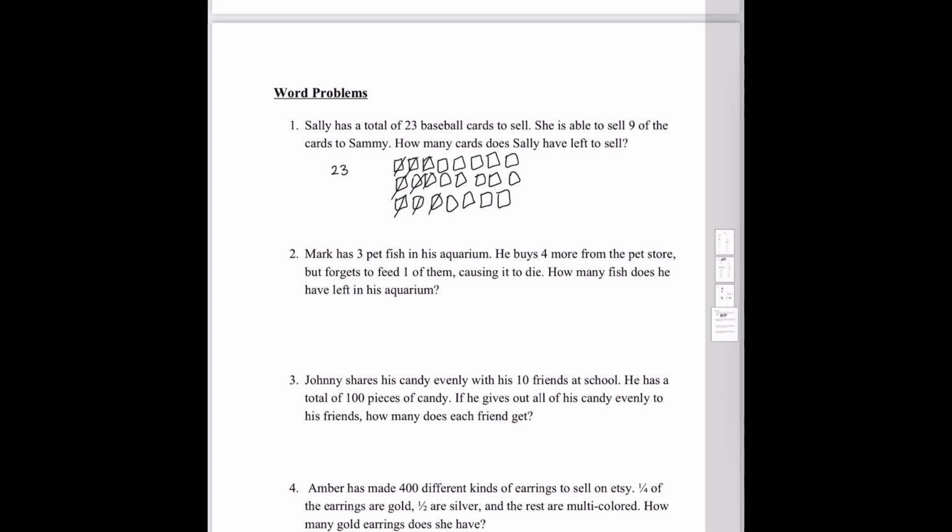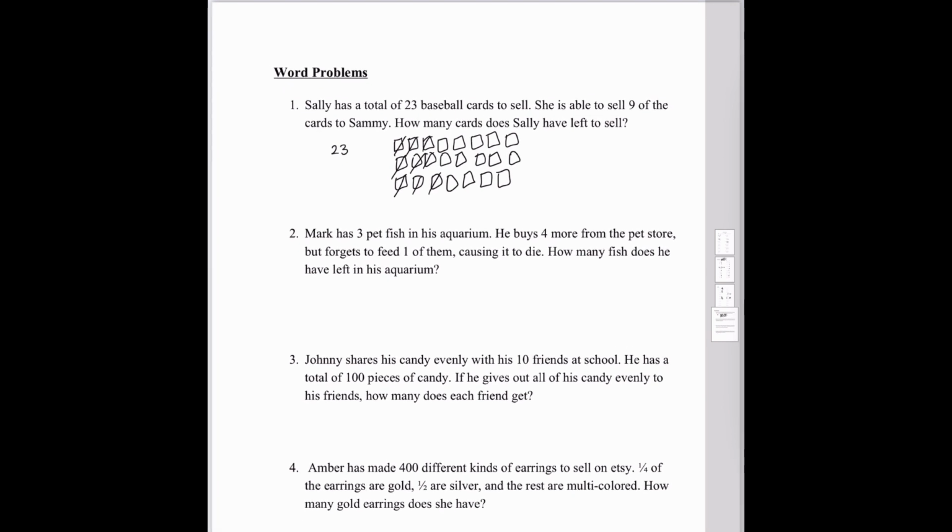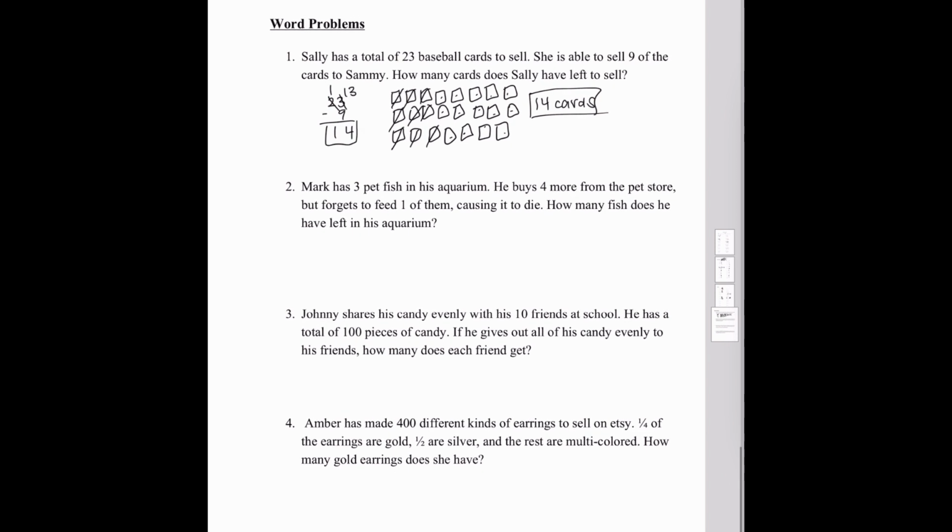So now that we have 9 cards given to Sammy, how many cards does Sally have left to sell? Let's count. 1, 2, 3, 4, 5, 6, 7, 8, 9, 10, 11, 12, 13, 14. We have 14 cards left to sell. Mark has 3 pet fish in his aquarium. He buys 4 more from the pet store but forgets to feed one of them, causing it to die. How many fish does he have left in his aquarium?